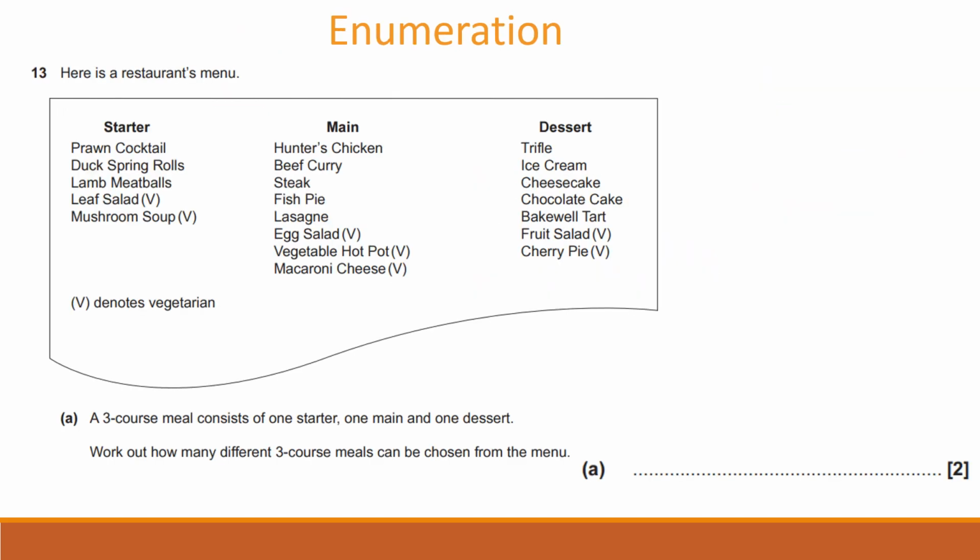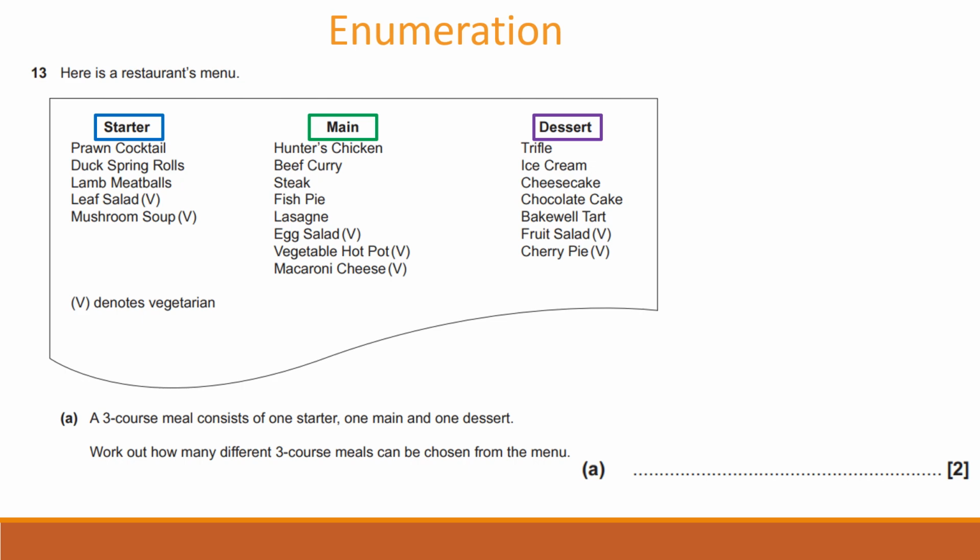Now question 13 is a question which the exam board calls enumeration. And this question is a question where you're given 3 bits of information normally, and you've got to work out the order or how many options you're going to get for a certain situation. In this case we're looking at food. So we've got a starter, we've got the main course, and we've got the dessert.